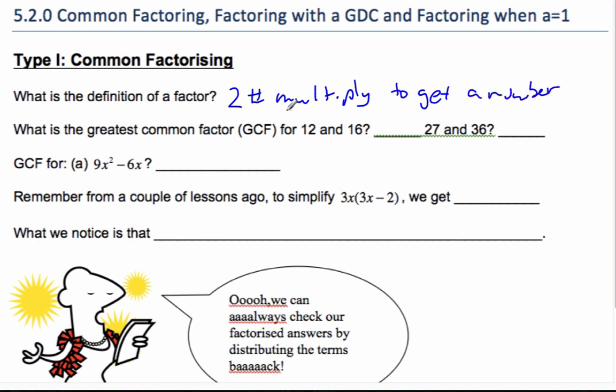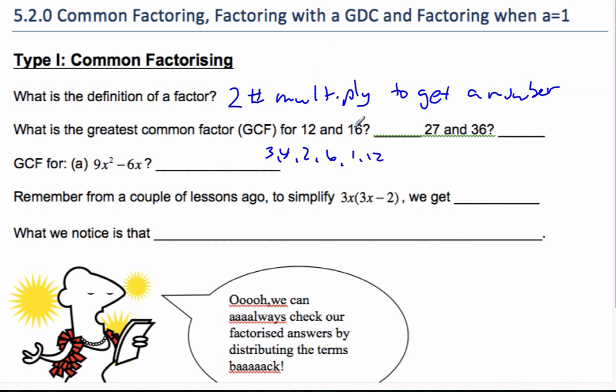So for example, what are the factors of 12, Riley? 3 and 4, 2 and 6, and 1 and 12. All right, so I get 3 and 4, 2 and 6, 1 and 12. Those are the factors of 12.